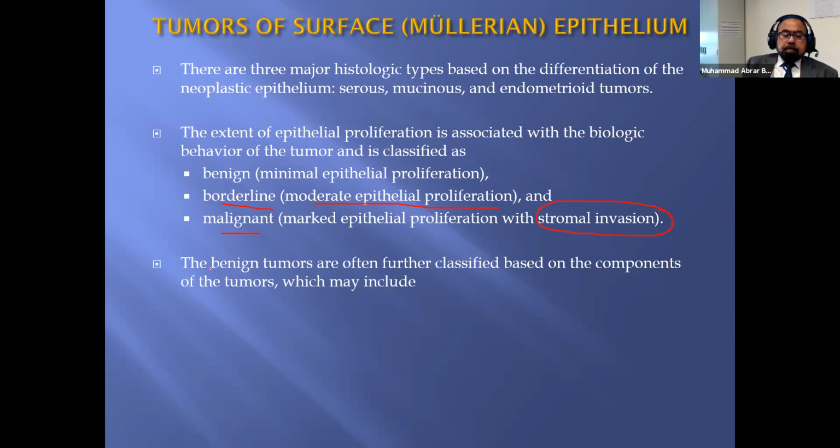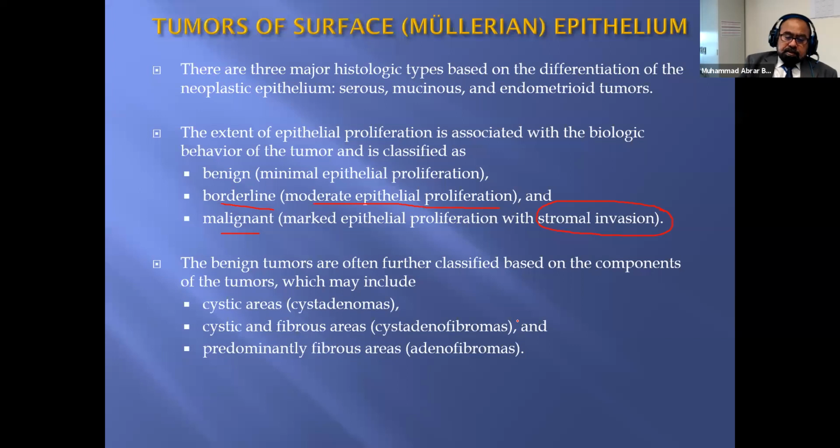The benign tumors are often further classified based on the component of the tumor. For example, if it is a cystic area, they are called cystadenomas. If there are cystic and fibrous areas, they are called cystadenofibromas. If predominantly fibrous, you call it adenofibroma, right? There will be no more, or only a small, cystic area, but the majority is fibrous tissue.